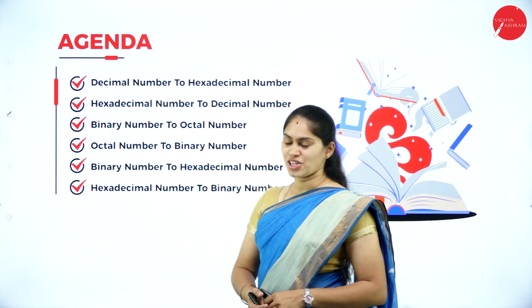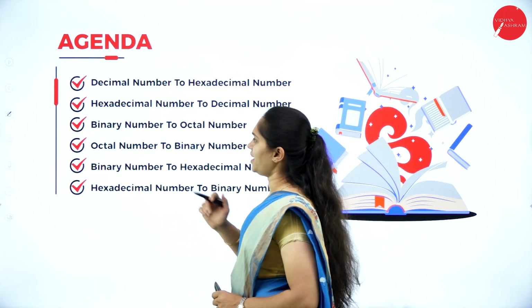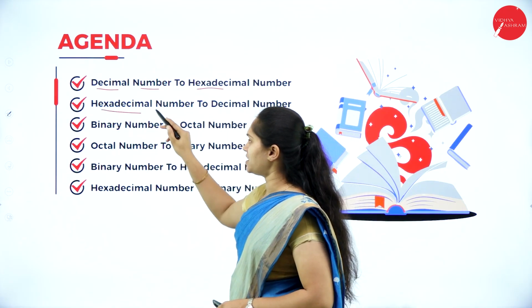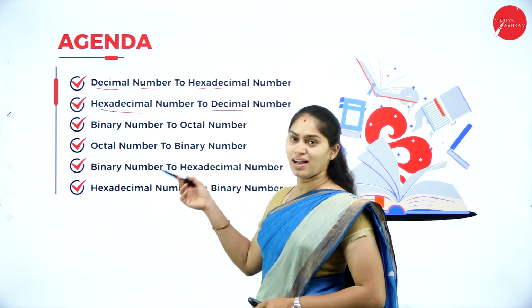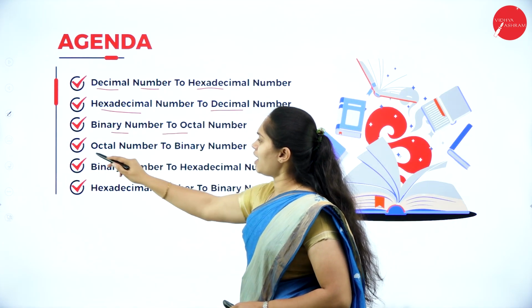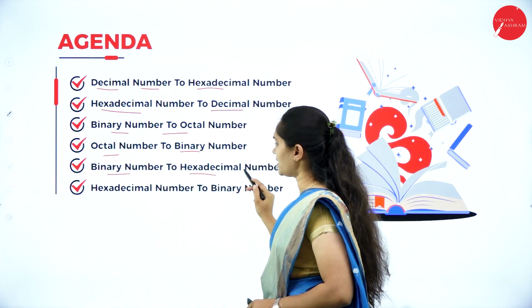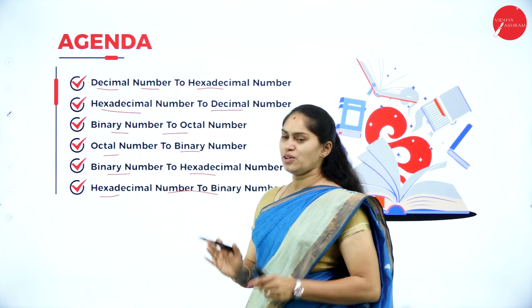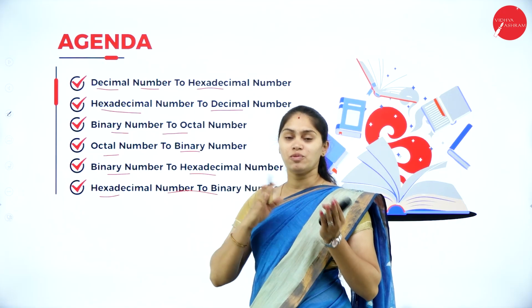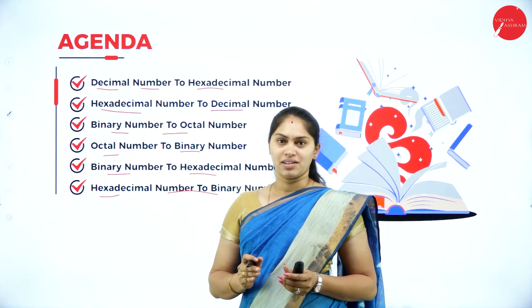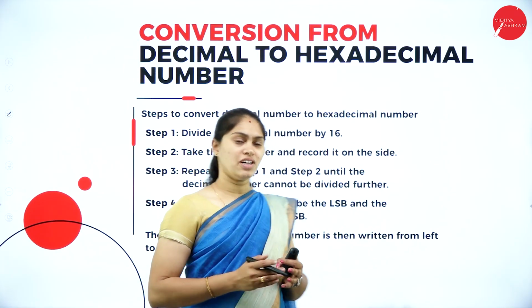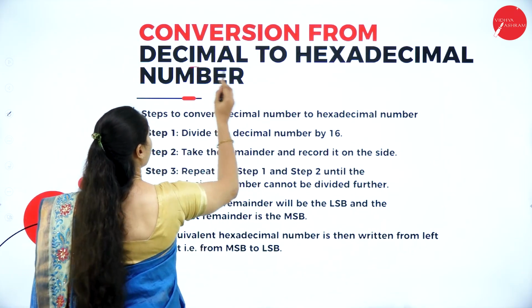So in today's session, we're going to learn about these topics. This includes decimal to hexadecimal and vice versa, that is hexadecimal to decimal, then binary to octal, octal to binary, binary to hexadecimal, then hexadecimal to binary. So you need to understand from where to where we have to convert. Fine, we'll go with the first type, that is conversion from decimal to hexadecimal.